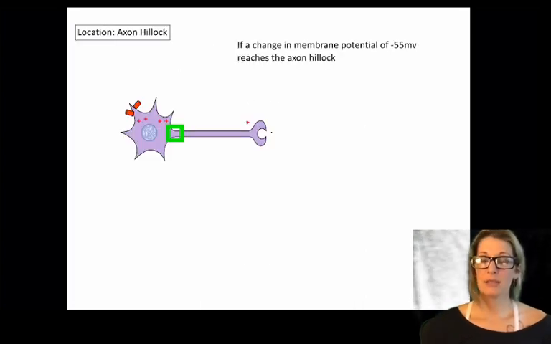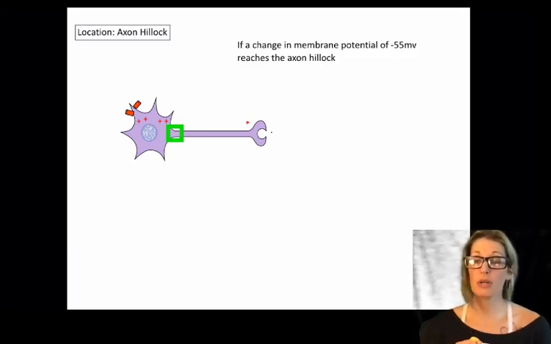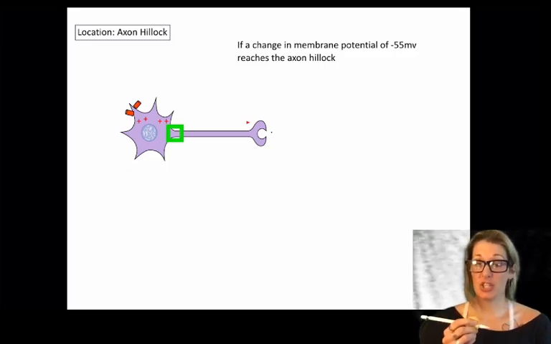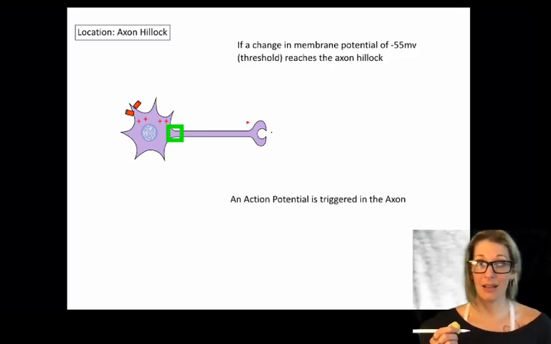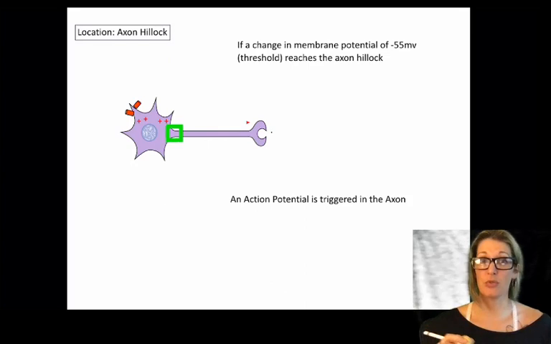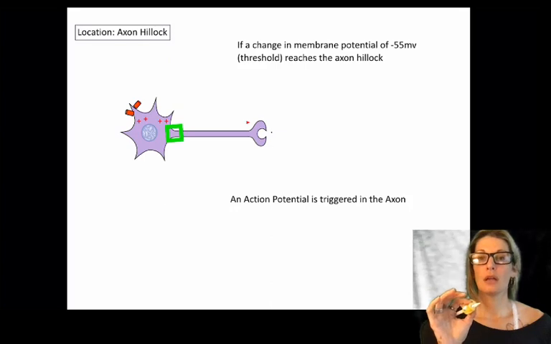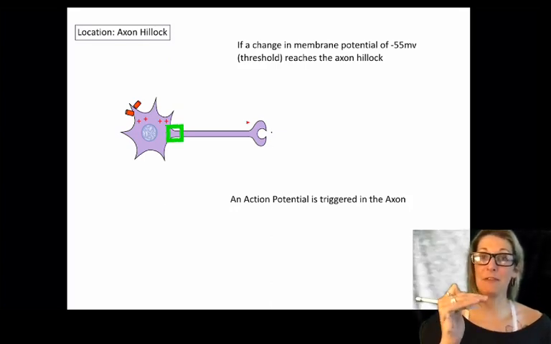So if we go back to our cell body, remember that we move closer to the axon. There's this super important special place called the axon hillock. And if we get a change in membrane potential at the axon hillock that changes the membrane potential to negative 55 millivolts, right here at the axon hillock, it's bouncing for you right now in green. If we change from negative 70 to negative 55, that's what's called the threshold. We've reached the threshold, and that triggers an action potential.